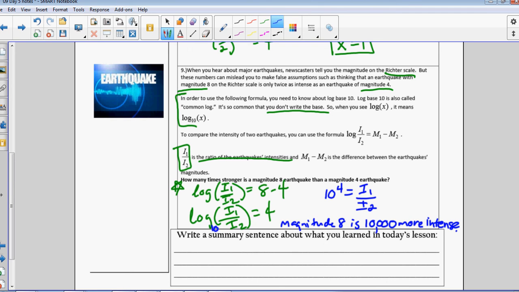Okay, so remember to write your summary sentence about what you learned in today's lesson and then do the try it now problems on the next page.